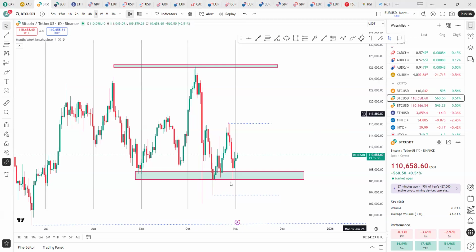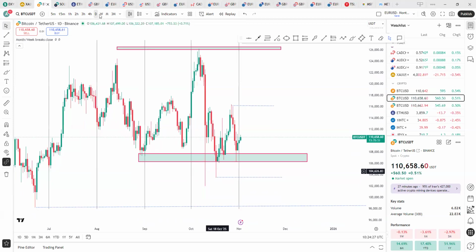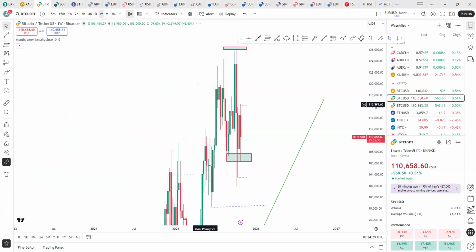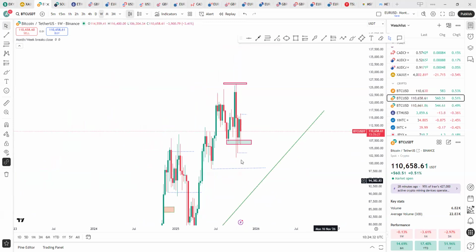All right, so let's see if the support is going to hold. Probably this is the last place price will come to this year, or whether we are going to see a further pushback to the downside. So we will be watching.